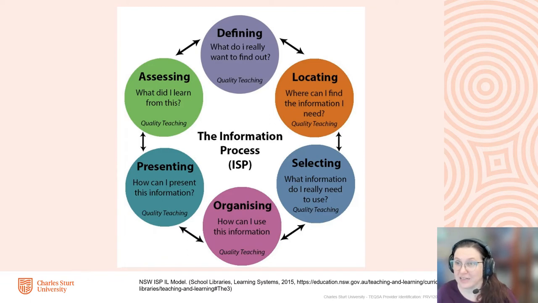The selecting stage is more specific, where the student narrows what they need to select from the resources located, whereas organising is looking at how they will use the information, if they have enough information, and if they need to go back to one of the earlier stages to locate and select other information. The student researcher then looks at presentation. How will this information be presented, and for whom will it be presented?